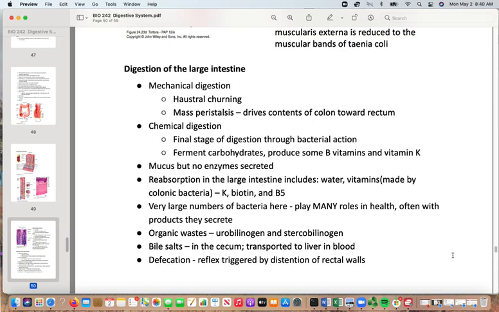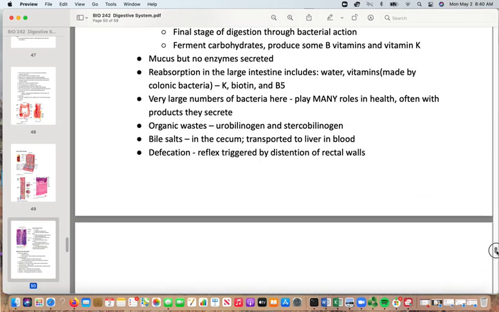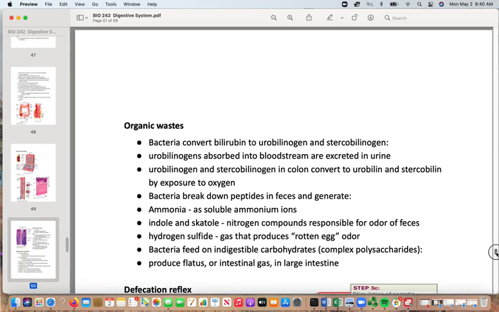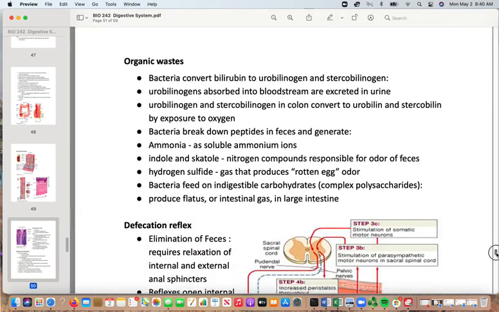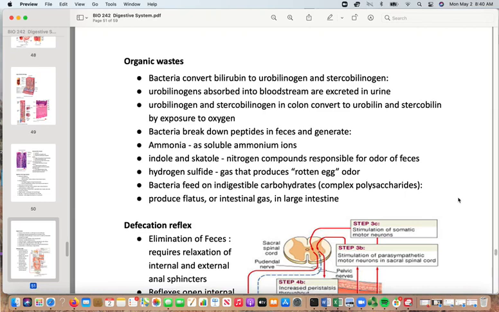So we have some organic waste in here, the urobilinogen and stercobilinogen, bile salts. So they can be transported in the liver and the blood. And then finally you have defecation, which will be triggered by distension of the rectal walls. So the bacteria are going to convert that bilirubin to urobilin and stercobilinogen. So a lot of this is due to exposure to oxygen.